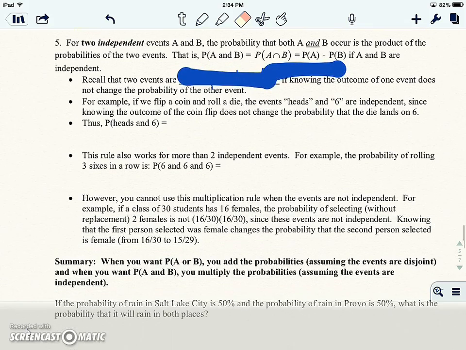Let's skip down to rule 5. For two independent events, A and B, the probability that both A and B occur is the product of the probabilities of the two events. So A and B, which would be A intersect B, is the probability of A times the probability of B. Recall that two events are independent if knowing the outcome of one does not change the probability of the other event occurring. For example, if we flip a coin and roll a die, the event heads and 6 are independent, since knowing the outcome of the coin flip does not change the probability that the die lands on 6.